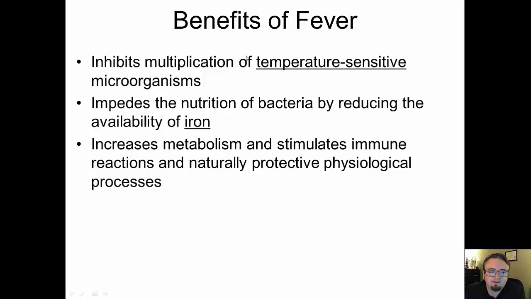And one of the benefits is that certain microbes are temperature sensitive. And if the temperature gets too hot, they just simply can't replicate, they can't function properly, and that can be an advantage to the body.